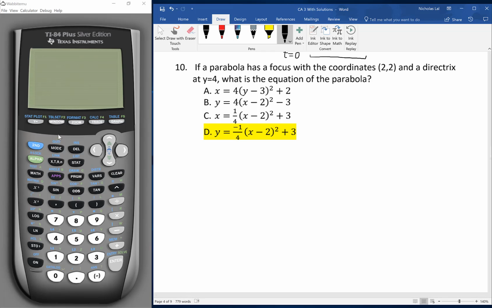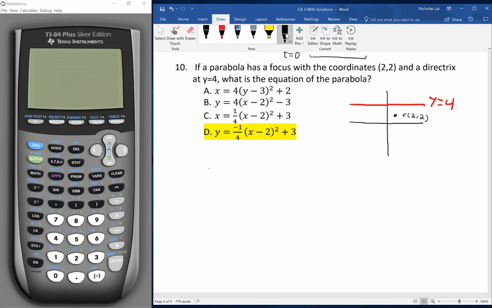If a parabola has a focus with the coordinates of 2, 2 and a directrix at y equals 4, what is the equation of the parabola? So let's draw things out here. Draw a little xy axis here. We have a directrix at y equals 4, and we have a focus at 2, 2. So our focus is at 2, 2.